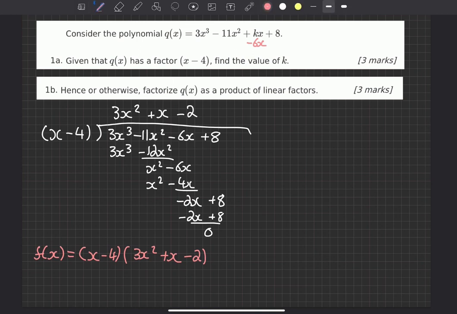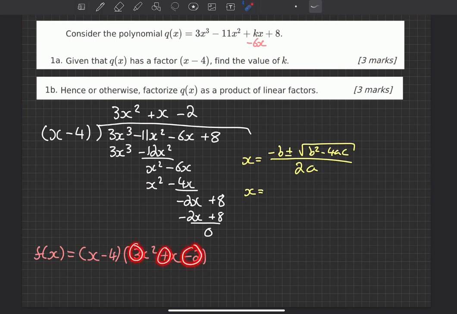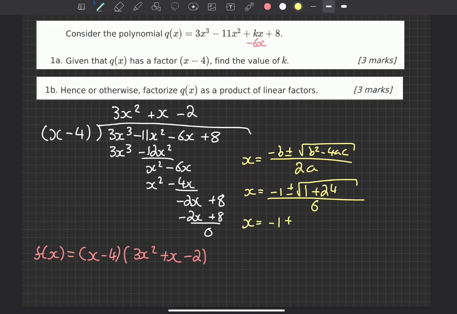And now we want to just linearize this quadratic here. We want to write it as the product of two linear functions. We can do this real quick by using the quadratic formula, which is x equals minus b plus or minus root b squared minus 4ac, over 2a. So a is 3, b is 1, c is minus 2. So minus 1 plus or minus root 1 plus 24, over 6. x equals minus 1 plus or minus 5 over 6.